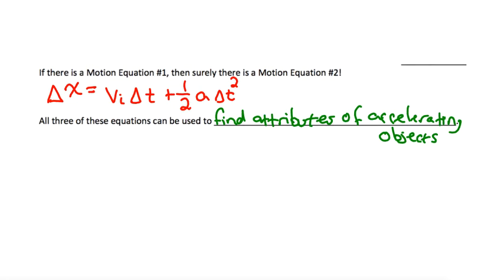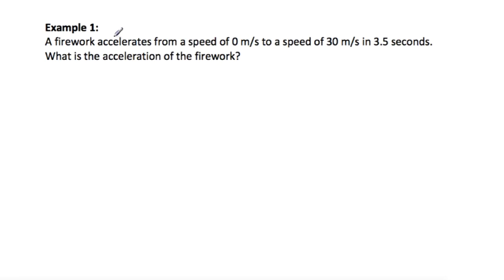All right, let's see if we can actually do some. So example 1, very standard. A firework accelerates from a speed of 0 to a speed of 30 in 3.5 seconds. What is the acceleration of the firework? All right, so what I think is going to help some of you, if you don't know how to start on problems like these, I suggest that you go back to what we called the guess method.